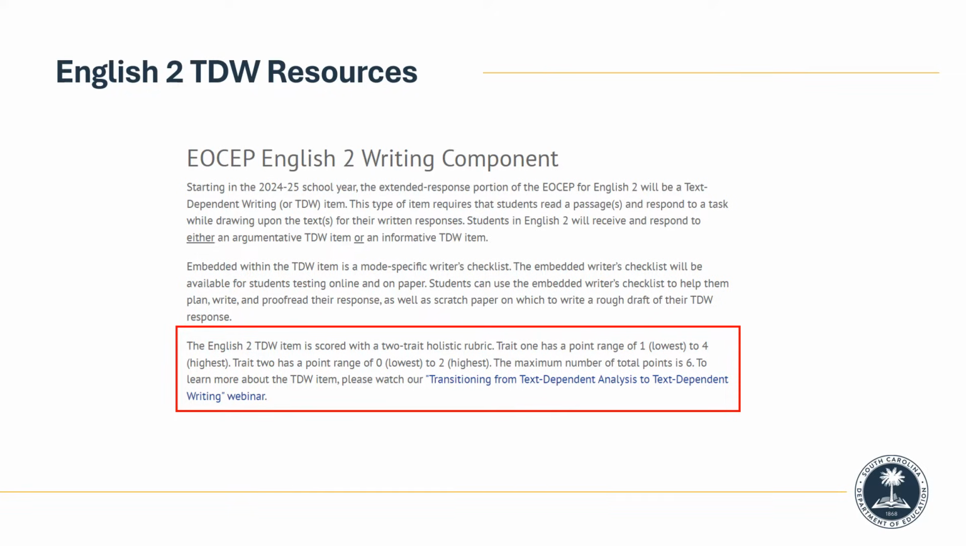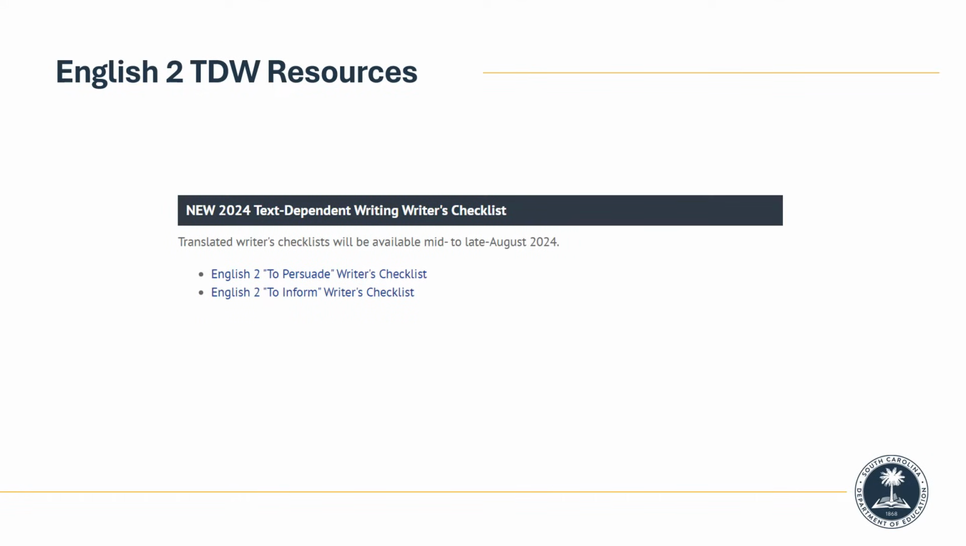For more support understanding the TDW scoring rubrics and how the TDW items and rubrics were designed, please watch Transitioning from TDA to TDW. Also new in 2024 are the writer's checklists. The checklists are now mode-specific and will be placed just beneath the TDW item during the test. To see how this appears on the testing platform, please visit the End of Course Examination Program online tools training.